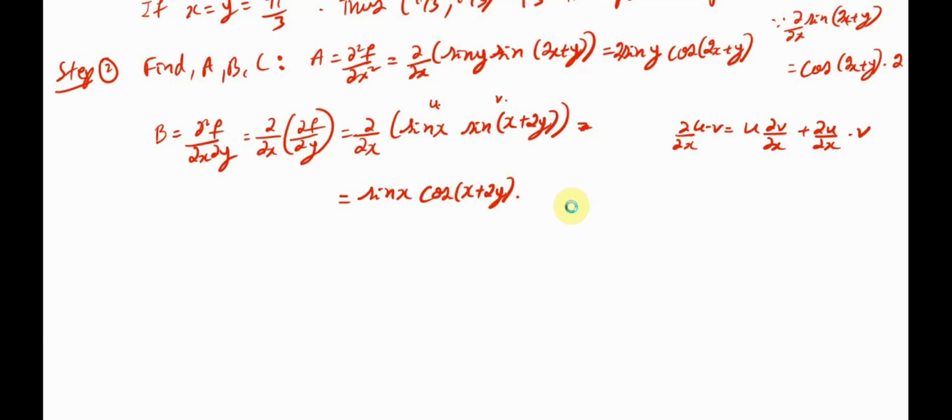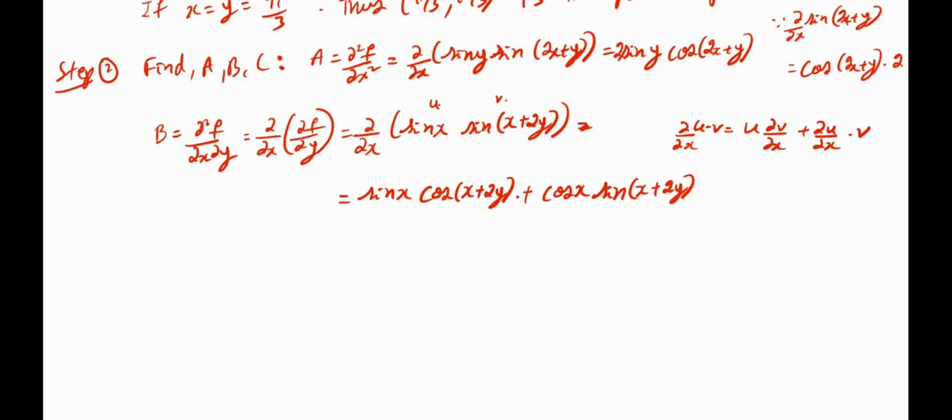Again, using the chain rule, you can see very easily that I will get 1 because x is there. So plus, now I'm going to differentiate sin x. I will get here cos x, differentiation of sin x is cos x, and then I will keep sin(x+2y) as it is.